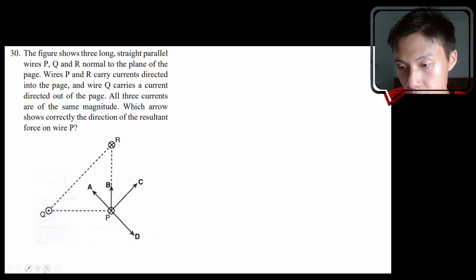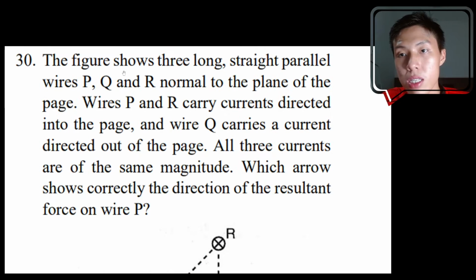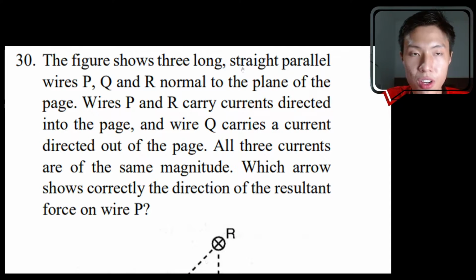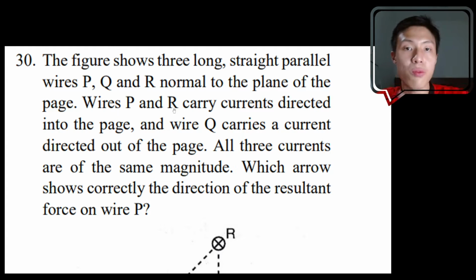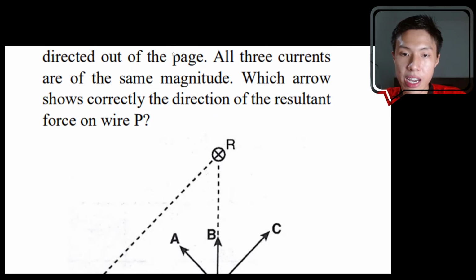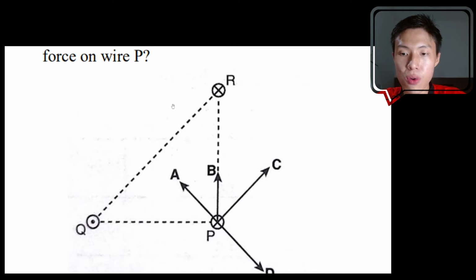Question 30. The figure shows three long straight parallel wires PQR normal to the plane of the page. So your page or your screen right now will be the plane that we have. Your screen is the plane and you have three long straight parallel wires PQR that are perpendicular to the plane. So if you look at the diagram, PQR are actually wires.